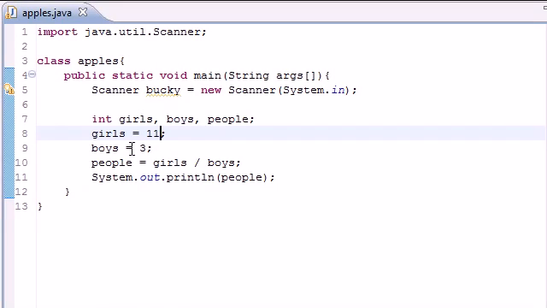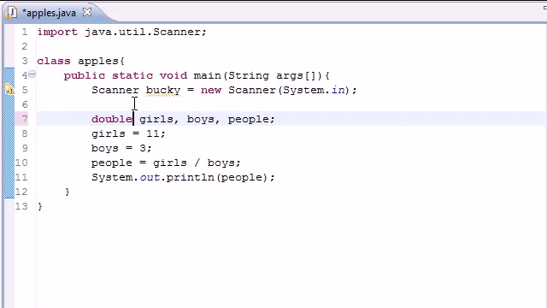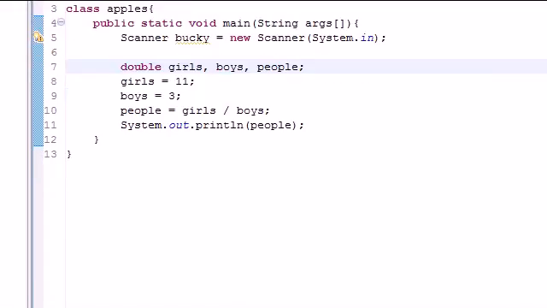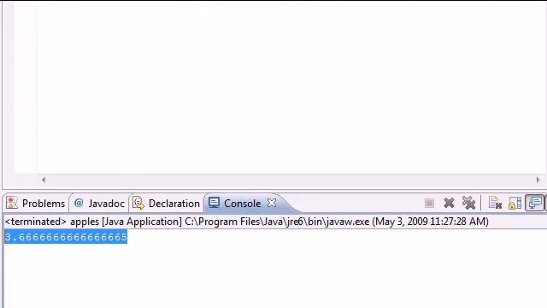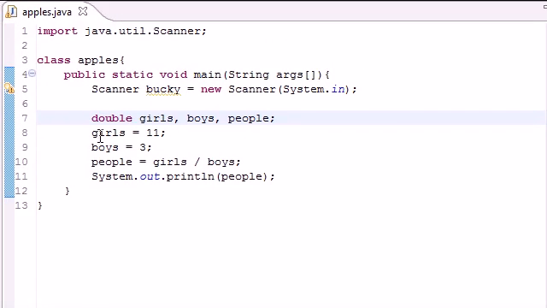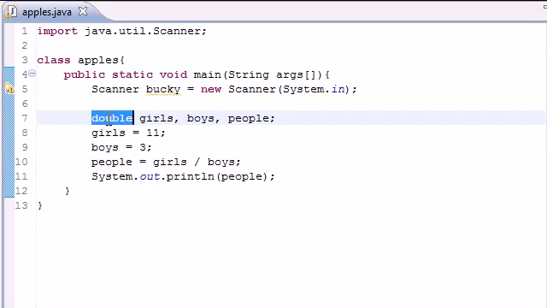Well, Java said, alright, you want to work with ints? Ints are whole numbers, so whenever you ask the question in ints, I'm going to give you an int. So if you want to get this number exact, you need to use double. Go ahead and press OK, and there's your answer, 3.66. So that's the difference between int and double. Int gives you whole numbers, and double gives you a fraction of a number, or numbers with decimal points.